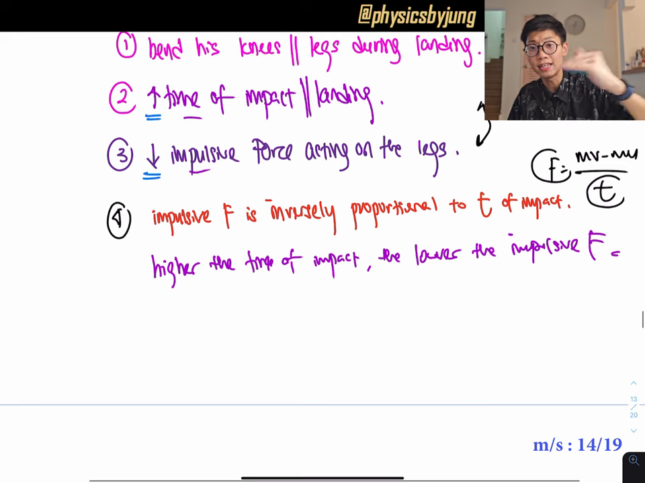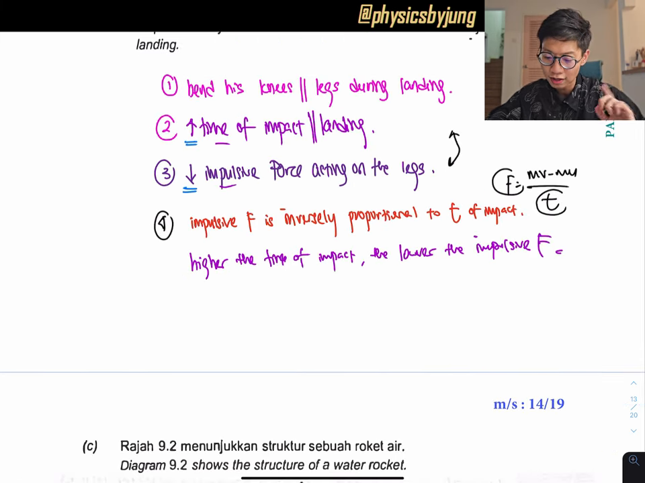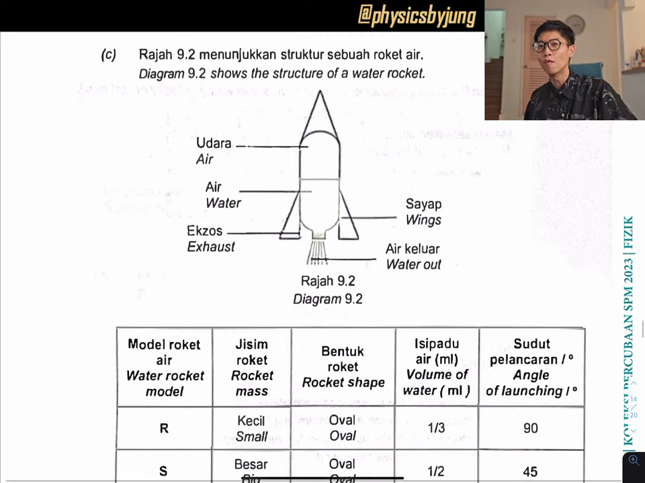So meaning to say, you state a relationship between them: the time of impact will affect the impulsive force. Okay? So this is how I will write my answer based on these four marks. Okay? Next part. We're going to go into our water rocket.